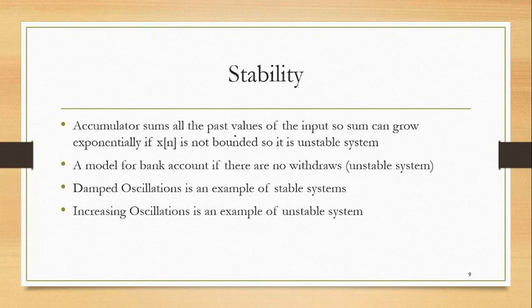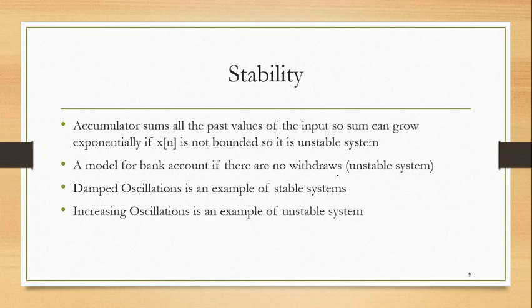Accumulator, what does an accumulator do? It sums all the past values of the input. So if we give it infinite values, it can grow exponentially if x of n is not bounded. Fine. It can grow to a value beyond bound. It will not stop at a certain value. If we start from minus infinity and keep on adding, it will not be limited to a certain value. It will grow beyond limit. So that's why we say that the accumulator is an example of an unstable system.